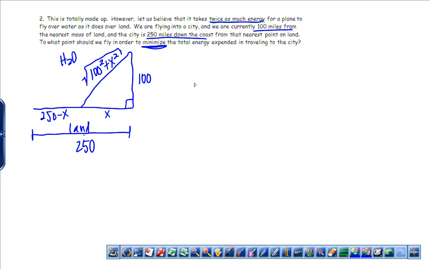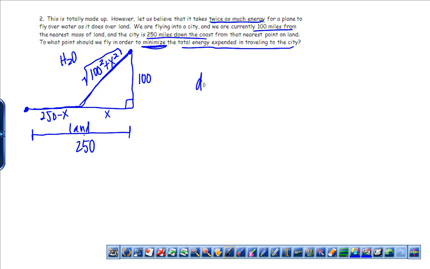Okay. Now we can go ahead and set up an equation to minimize the total energy expended traveling to the city, I would say. So we're traveling here over the water, and then to the land, to the city.